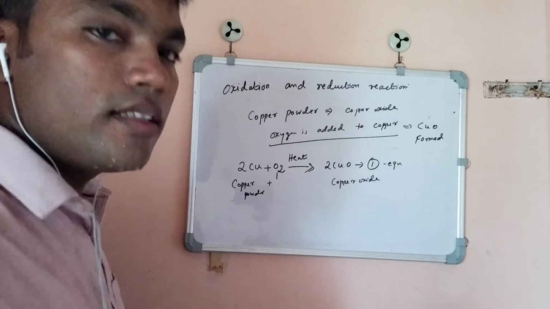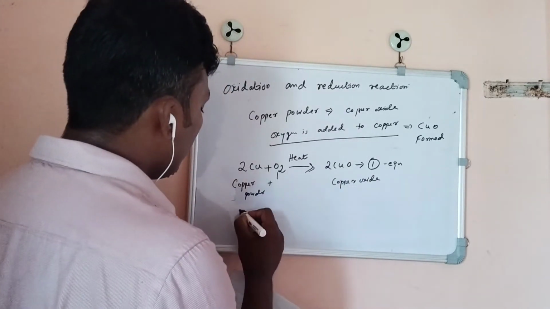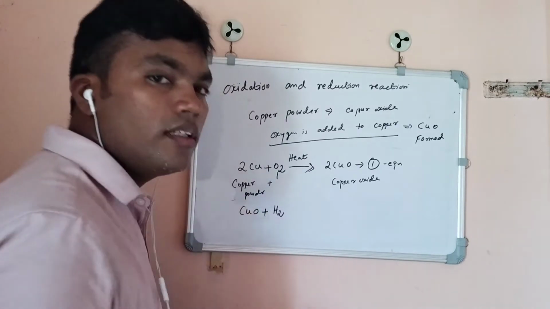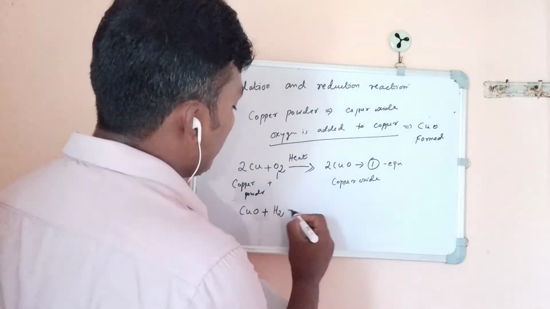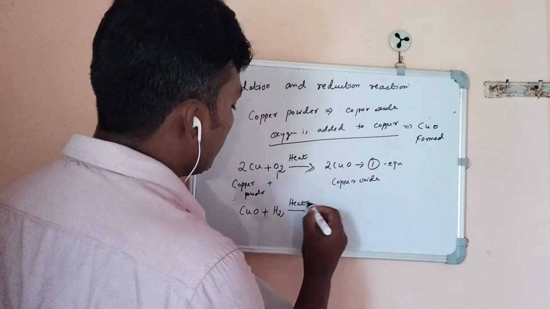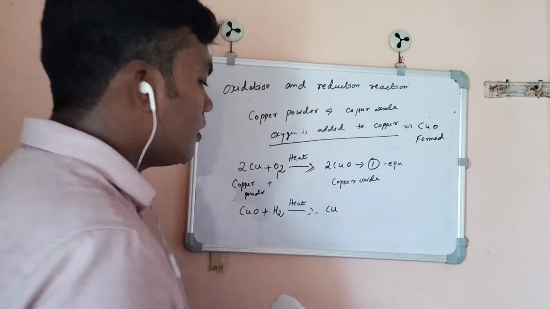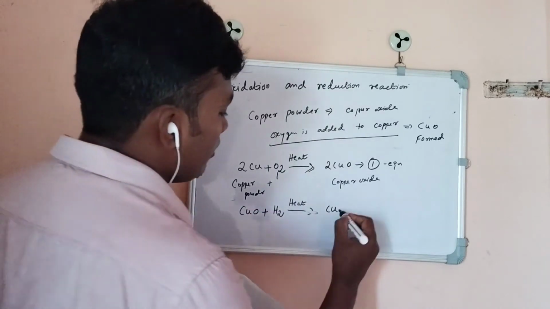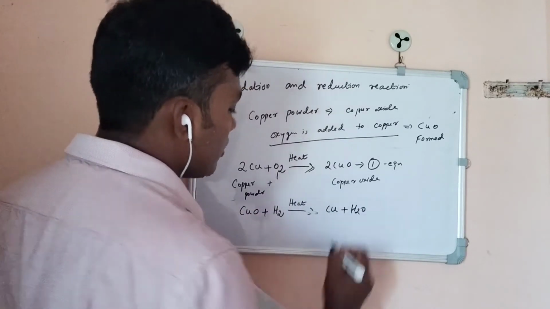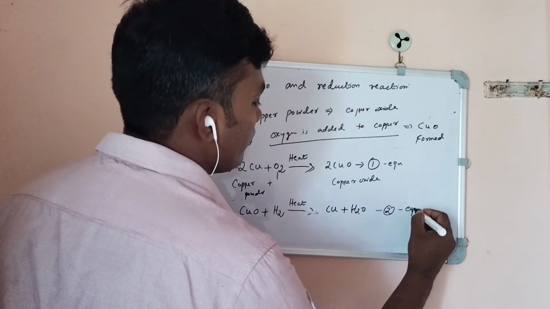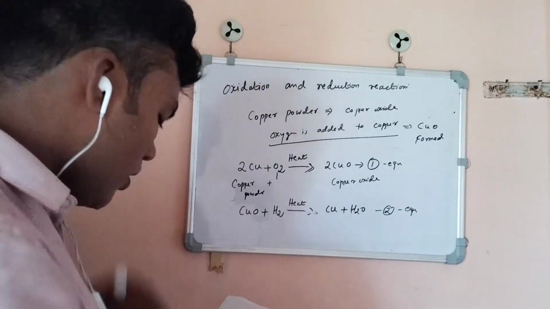Let's see the second example. Now take the copper oxide and pass hydrogen gas under heat condition. What is going to happen? The copper oxide has been converted into copper with water. This is the second equation. What happened in this case?